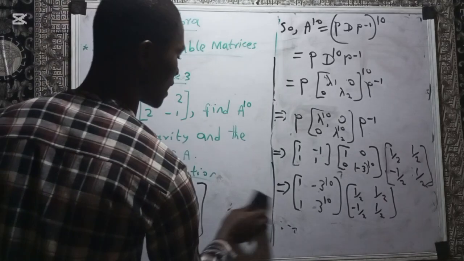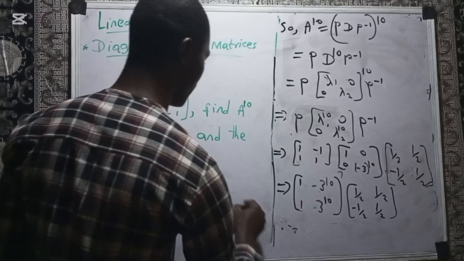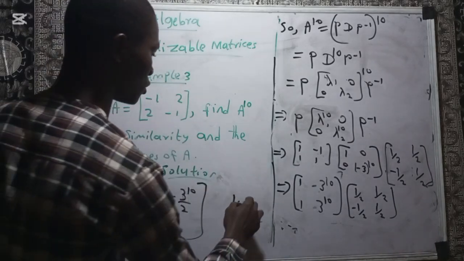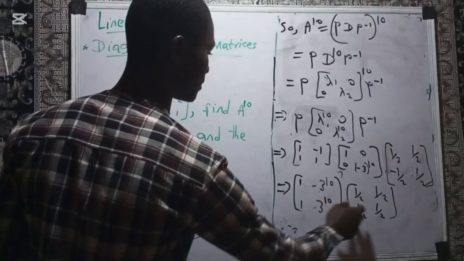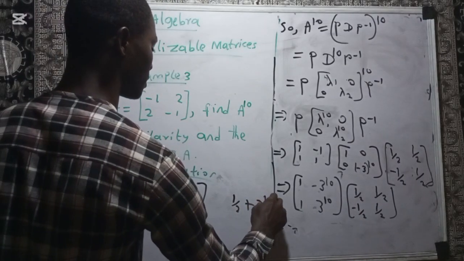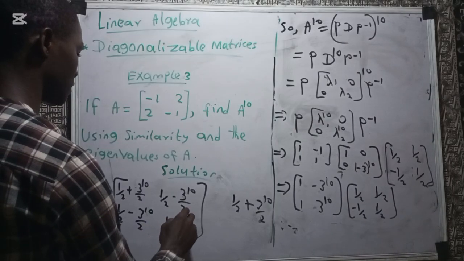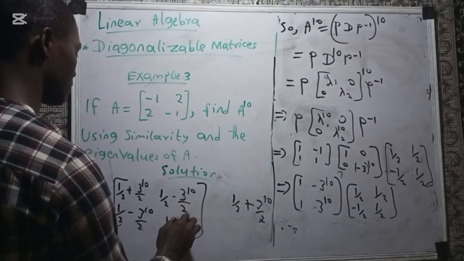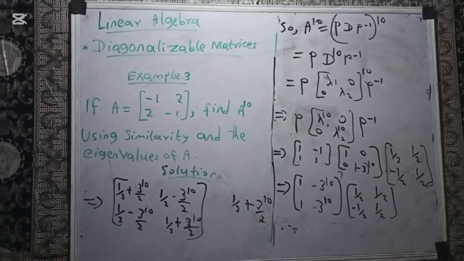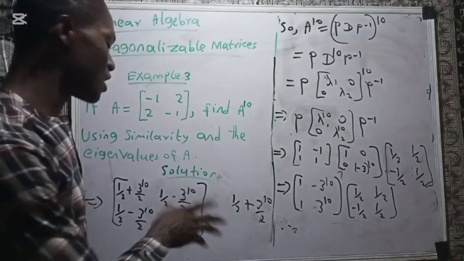Then use the second row to multiply the last column. 1 multiplied by half is half, plus 3 raised to the power 10 multiplied by half. So we have 3 raised to the power 10 divided by 2. So half plus 3 raised to the power 10 divided by 2. So with this, we have gotten the result of this. So what is left is just to use a calculator and do the computation.